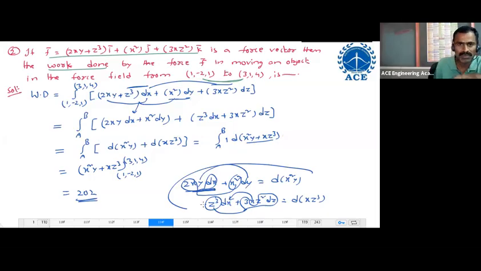So this simple method will be possible when the function is irrotational. That is, if the function is irrotational, then exact differential is possible. Then we can go for direct integration on that.